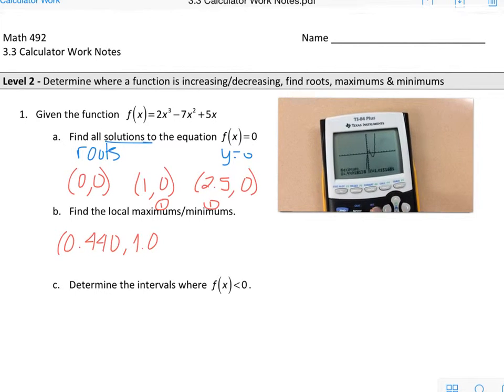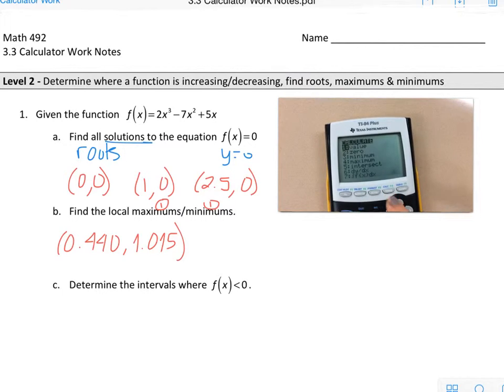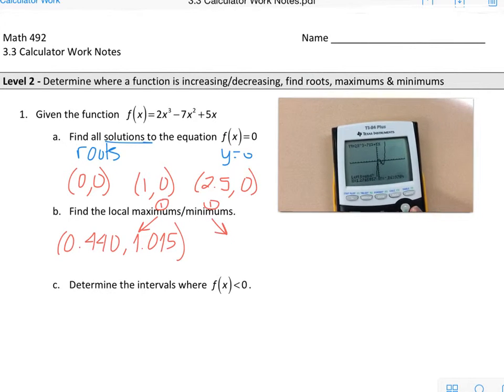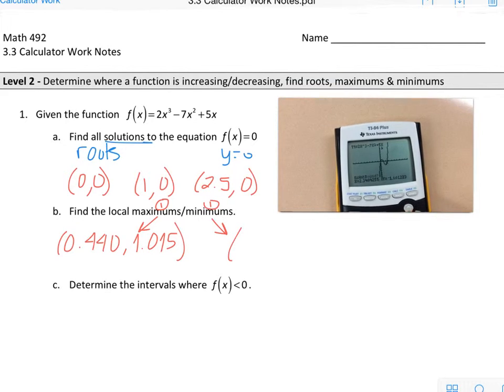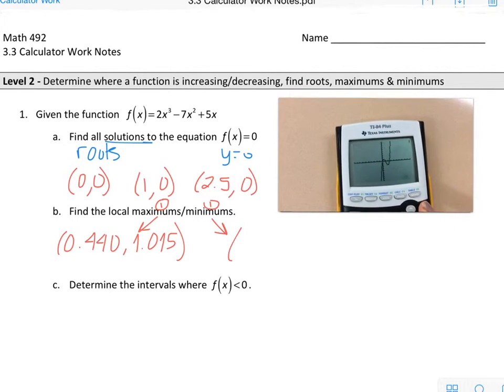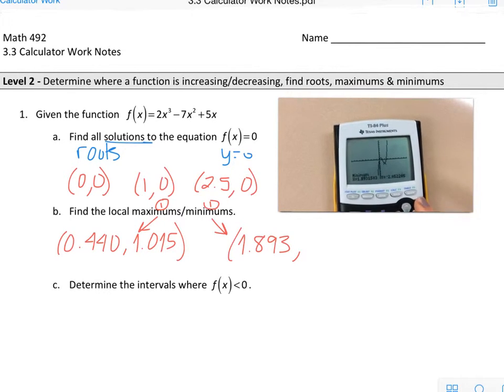And then we're going to calculate the minimum. And here we have left bound, enter, right bound, enter, and guess at the very bottom, and we press enter. And here's our other point, the minimum, 1.893, negative 2.052.